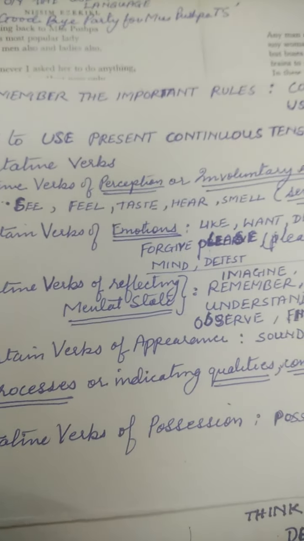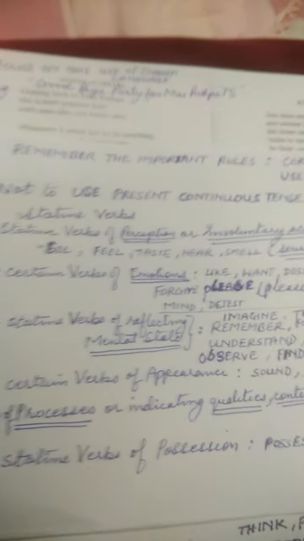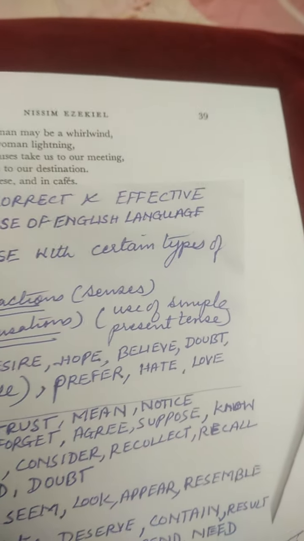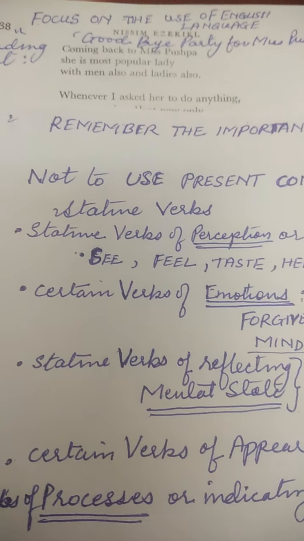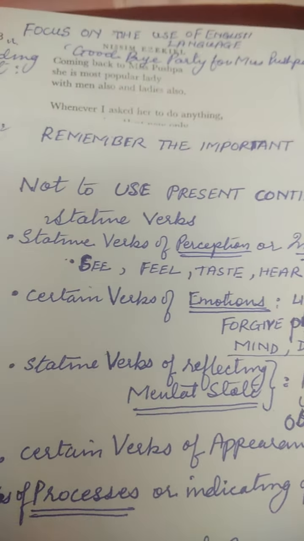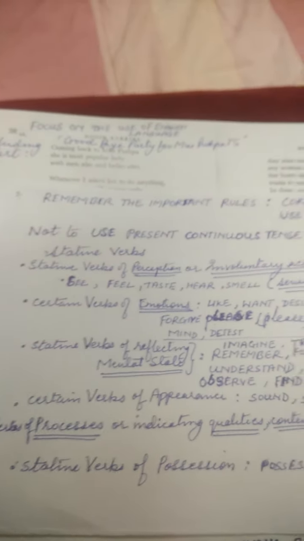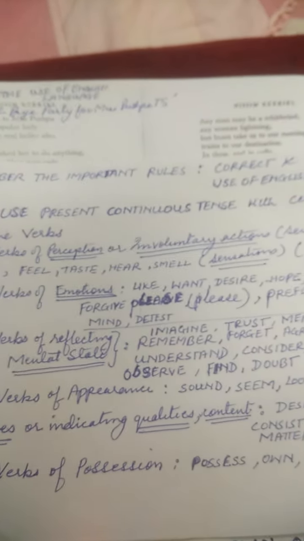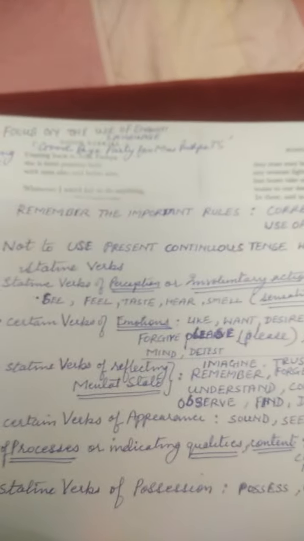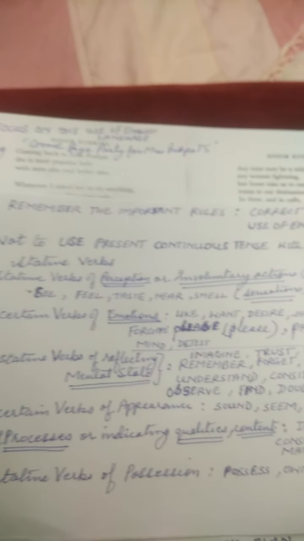Just have a look. Here, first of all, we have some correct and effective use of language, use of English. Here we have some stative verbs. So the purpose here is that your concept should be clear. And I think if you study this poem, Goodbye Party for Miss Pushpa, and we do not discuss this, I think this will not be the proper way.